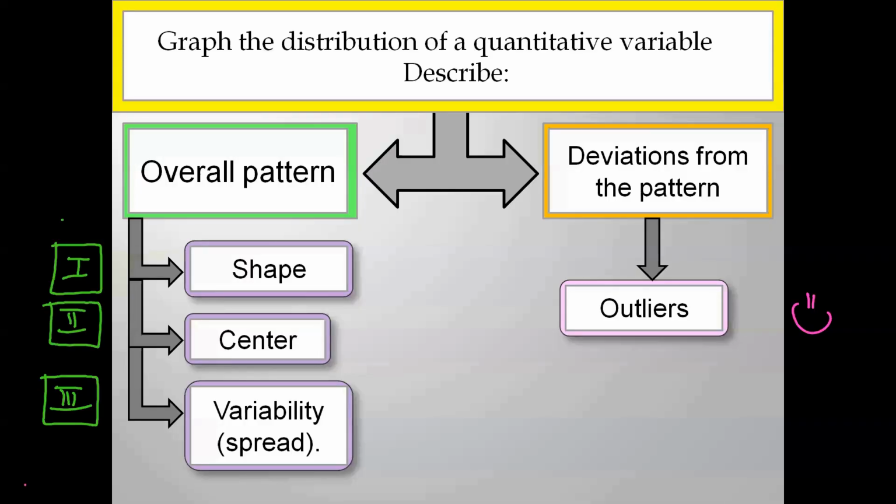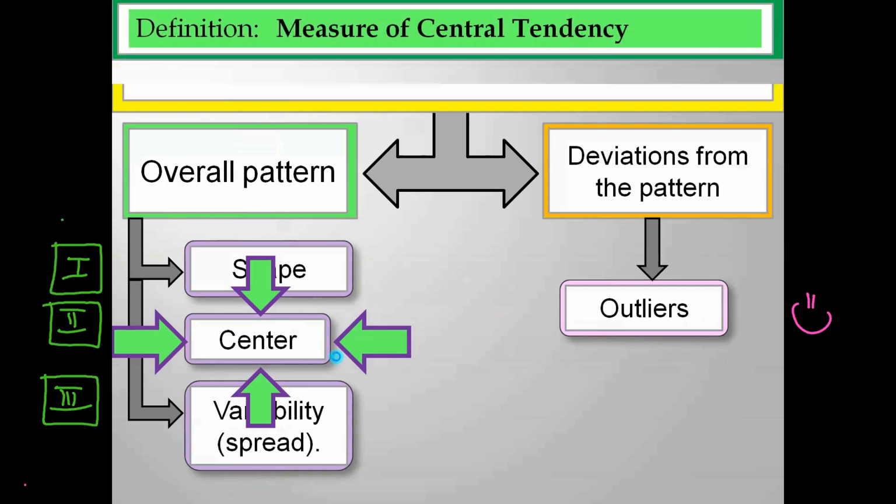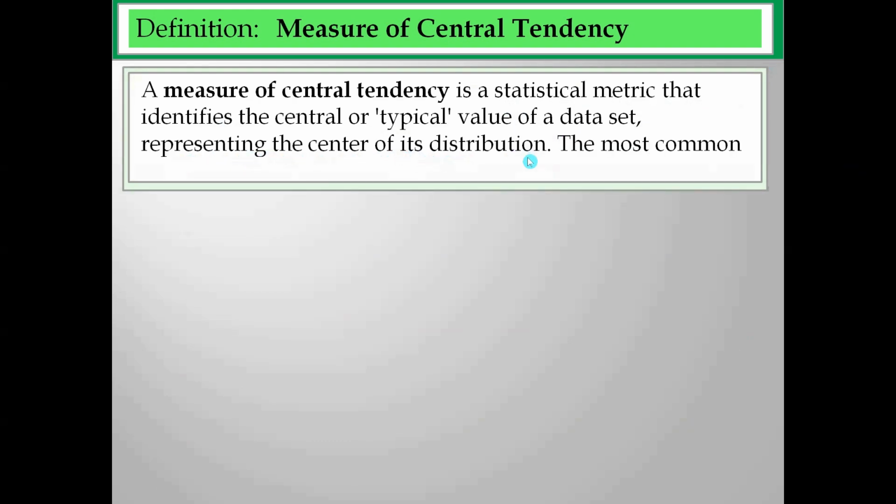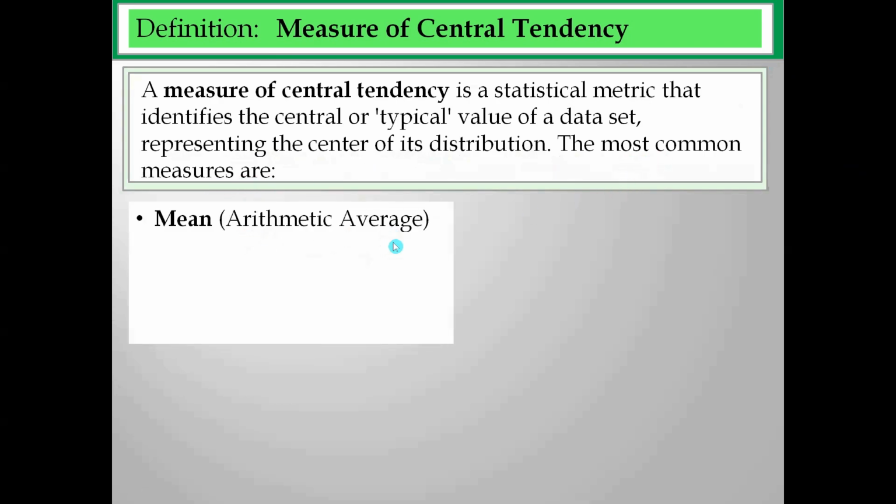This time we're going to describe the graphs of quantitative variables by focusing on their center, or the measure of central tendencies, which includes mean, median, and mode. Let's formally define what the measure of central tendency means. A measure of central tendency is a statistical metric that identifies the center or typical value of a data set, representing the center of the distribution. The most common measures are mean, arithmetic average, median, and mode.